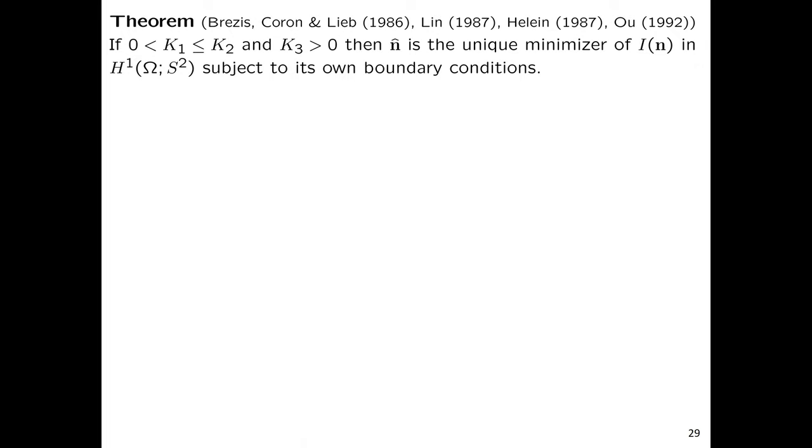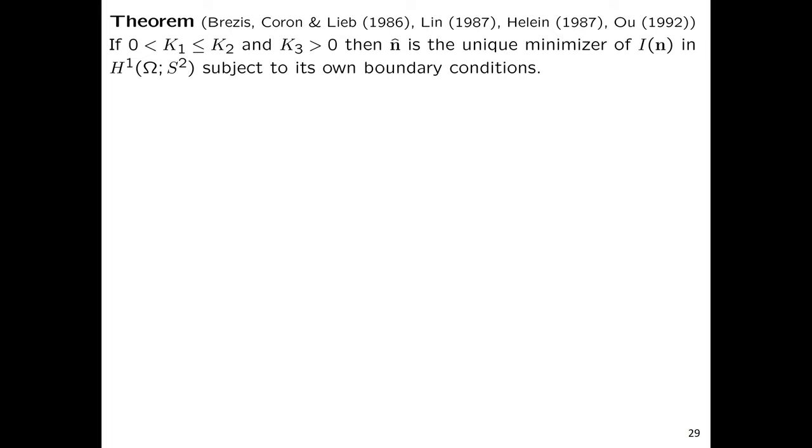So what does K1 less than or equal to K2 mean intuitively? Remember, K1 is the coefficient which corresponds to splay. This is a splay deformation, right? And K2 is for twist, and K3 is for bend. So K1 being less than or equal to K2 is saying that it's easier to splay than it is to twist.